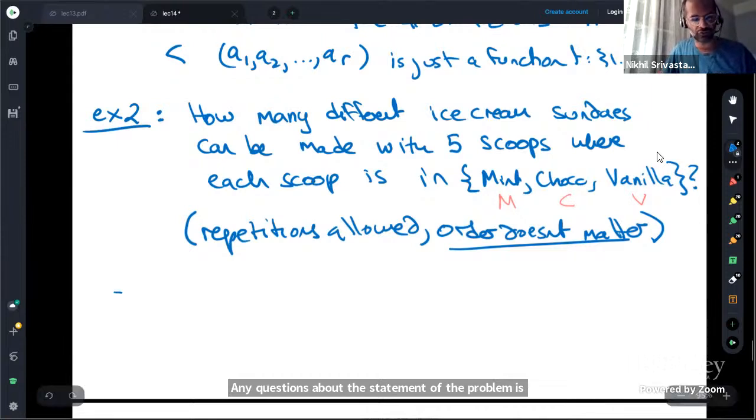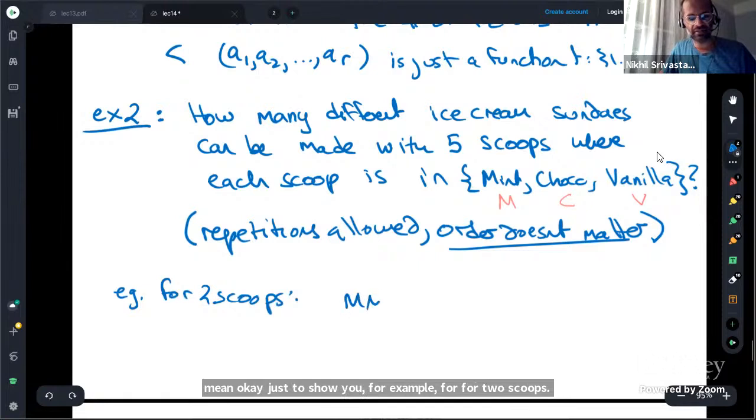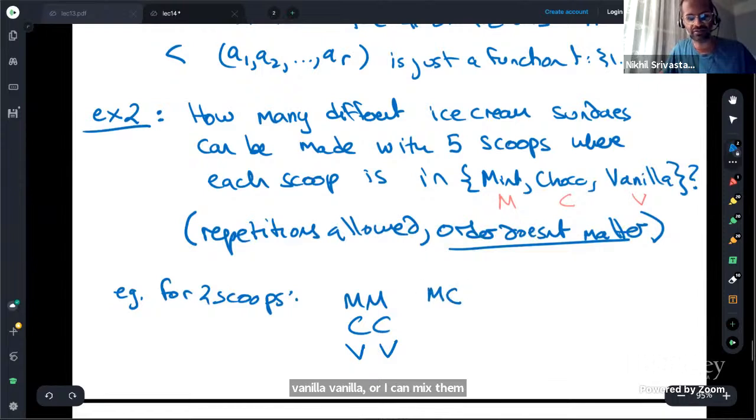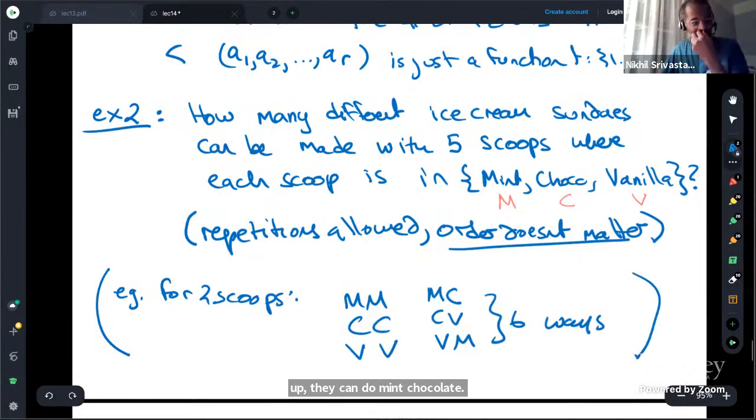Just to show you, for example, for 2 scoops, the options are mint, mint, mint, or sorry, I can just list all the options. I'm listing a different problem here, just to make sure we're all on the same page. I can do mint, mint, chocolate, chocolate, vanilla, vanilla, or I can mix them up. I can do mint, chocolate, chocolate, vanilla, or vanilla, mint, and there are 6 ways. But I'm asking for 5 scoops, and that's obviously a lot more complicated.